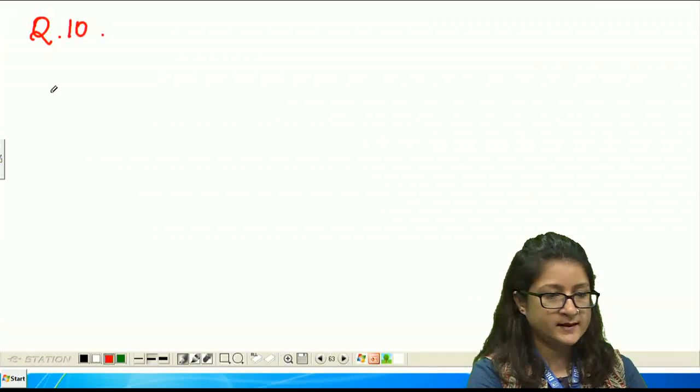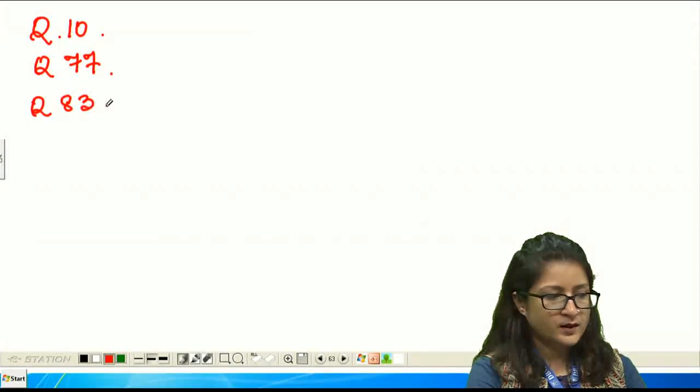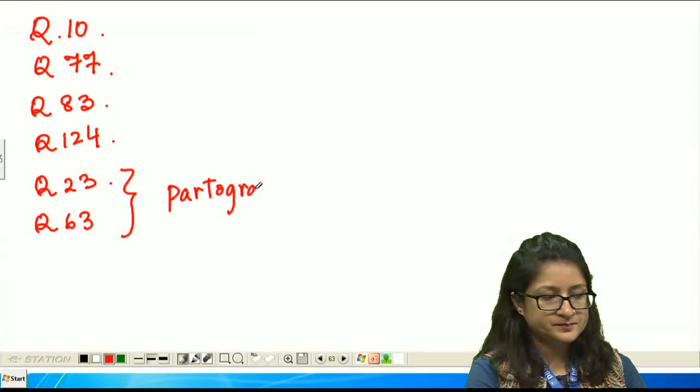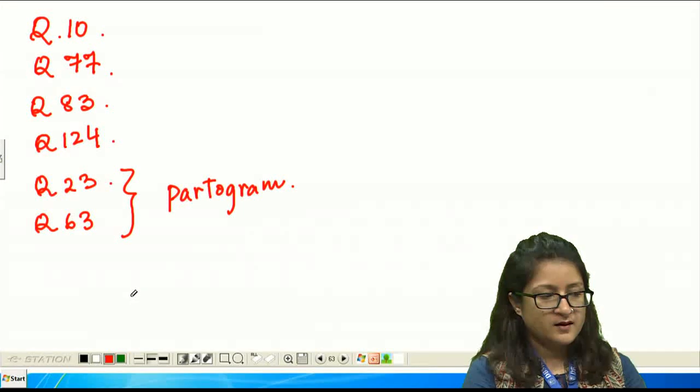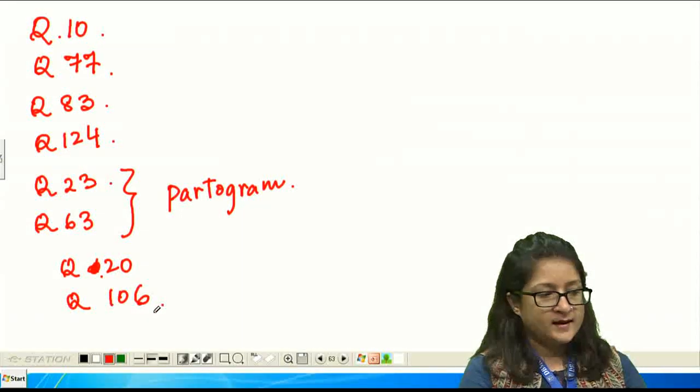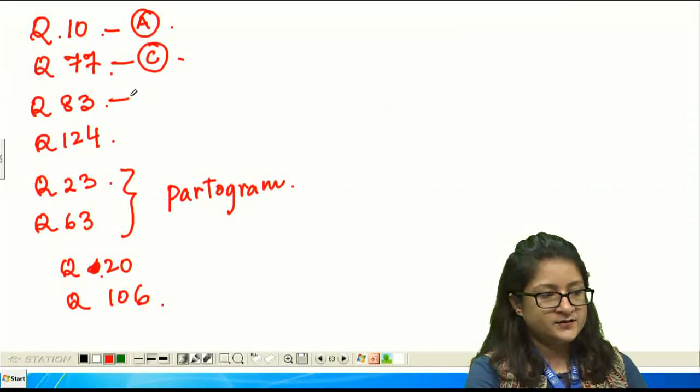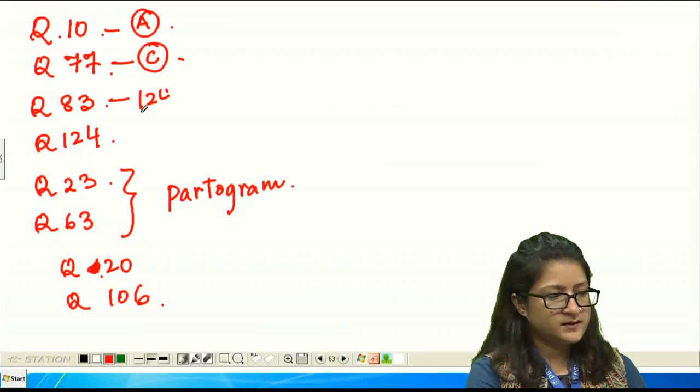Question number 10, question number 77, question number 83, question number 124, question number 23, question number 68. These two questions are dealing with partogram. Question number 20, question number 106. Just write down the correct answers here. Question number 10 A, question number 77 C, 83, we'll come to that when we come to that question.